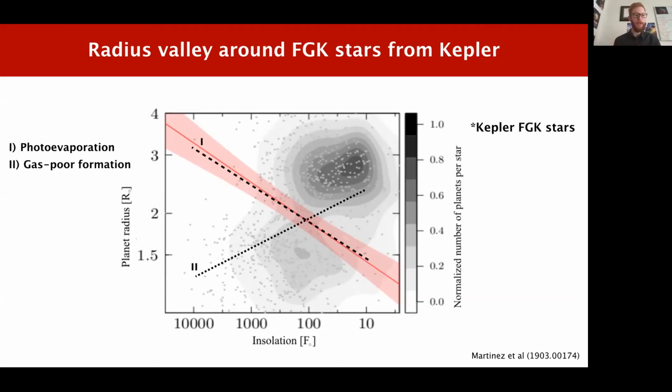And you need to be able to do that preferentially on small planets at high levels of insolation, right? So small planets will have low gravity. If you have high levels of insolation, they will preferentially lose those atmospheres around FGK stars.